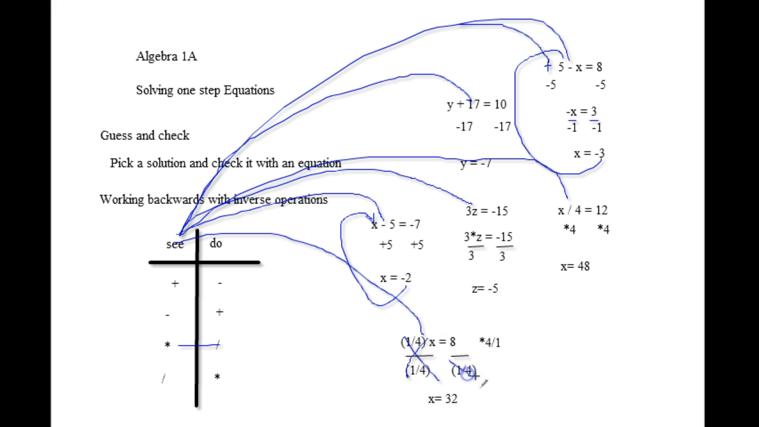Okay? And you can ignore this fact. And so it now becomes 8 times 4, which is 32. So whichever method you use, just remember when you're dividing both sides by a fraction, flip it and multiply it.